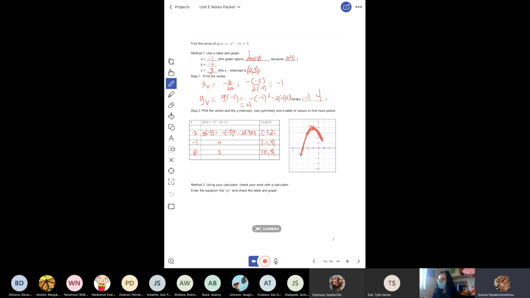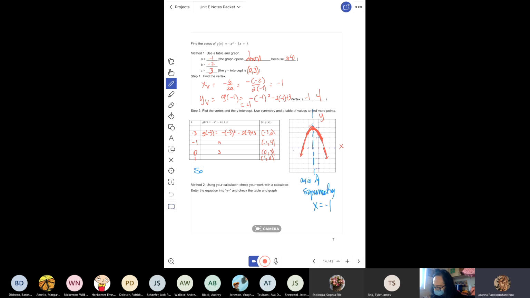So if I have negative 3, 0 as one of my roots, I should know my other root goes the same distance away from the axis of symmetry, at 1. Label your axes. Let's go ahead and, just for completeness, state my axis of symmetry. Very nice. We have to write it as an equation, x equals negative 1.